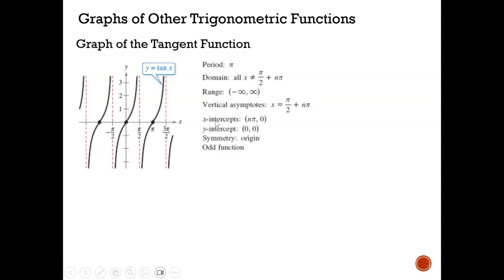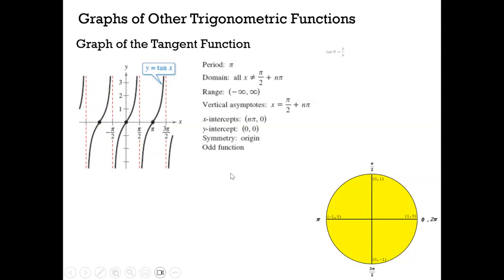Now the x-intercept is going to be n pi, 0. The y-intercept is going to be 0, 0. And the symmetry is going to be origin symmetry, and the function is odd. Okay, now, so how do we graph that? The tangent of theta is y over x, which is the y value over the x value.